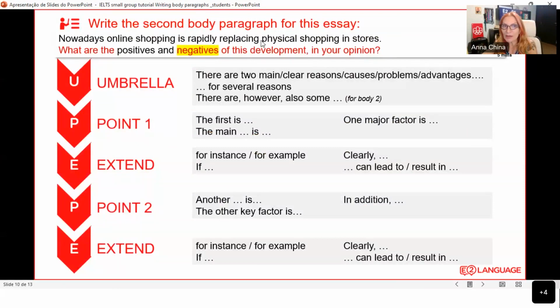Nowadays, online shopping is rapidly replacing physical shopping in stores. What are the positives and negatives of this development in your opinion? So the first body paragraph is going to deal with the positives and the second the negatives. Now we're going to do an exercise. You can see the timer right here at the top. 5 minutes. You try to make that UPP structure and list, write a point, write an extend sentence, but not the full sentence, just generating the ideas. So what is the first positive point to shopping online? Maybe you save time. Now, why do you save time? Because you don't have to physically go to the shops, face traffic, something like that.